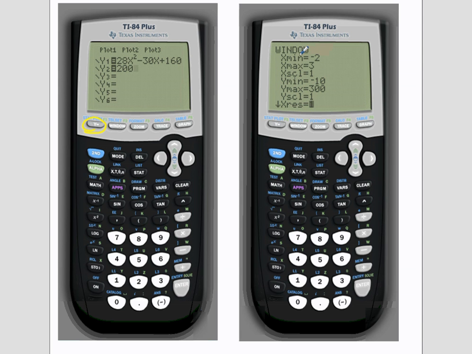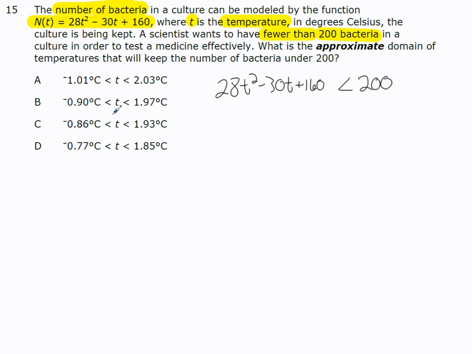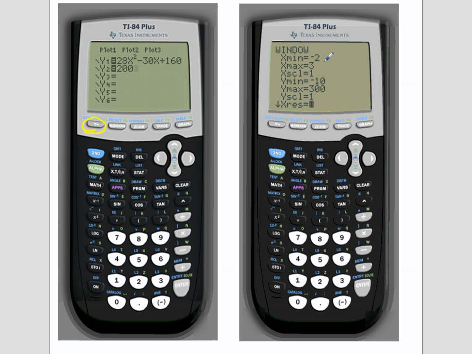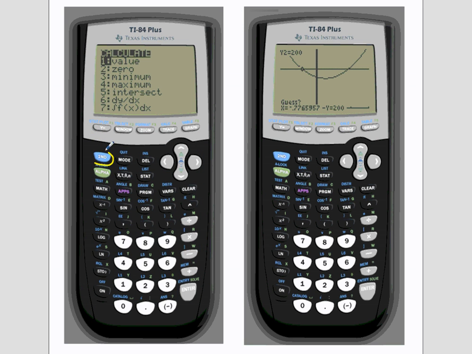You may also notice that I changed my x-min and my x-max. The reason why I did that was looking at my answer choices. I see that none of them are less than -2 and none of them are bigger than 3. And so I made my x values reflect that. Next, you're going to press second and then the trace button to get to the calculate menu because we want to calculate something about our graph. We want to calculate where these two intersect. So you select option number 5 and it brings up a window that looks like this.